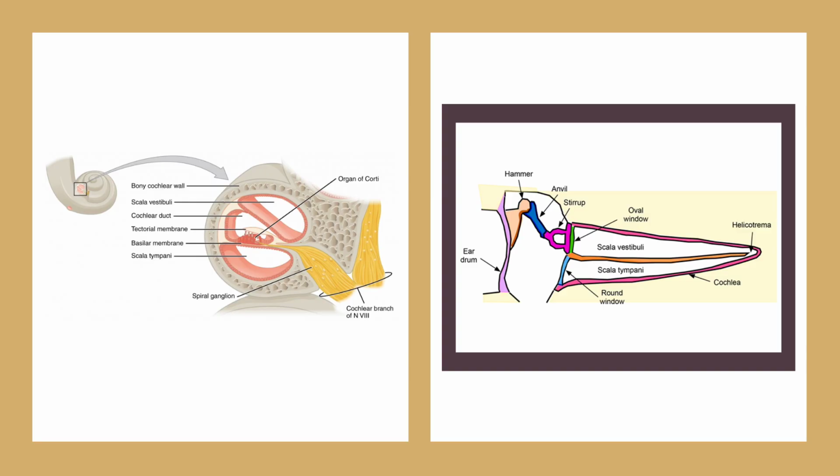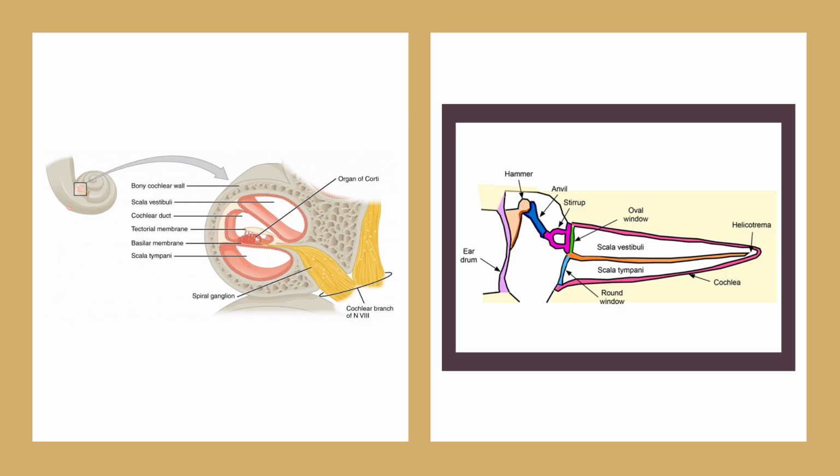Now come to the internal ear. So internal ear, you can see it is a cochlea. Cochlea has two parts. One is the bony cochlea and another is the membranous cochlea. In the membranous cochlea, actually there will be this transducer action, that is conversion of sound wave to the electrical wave, it will happen.